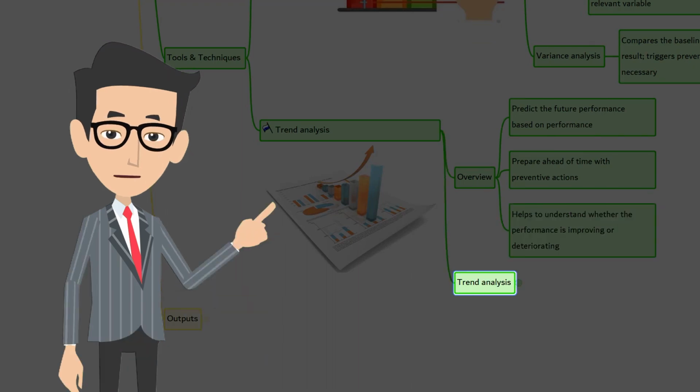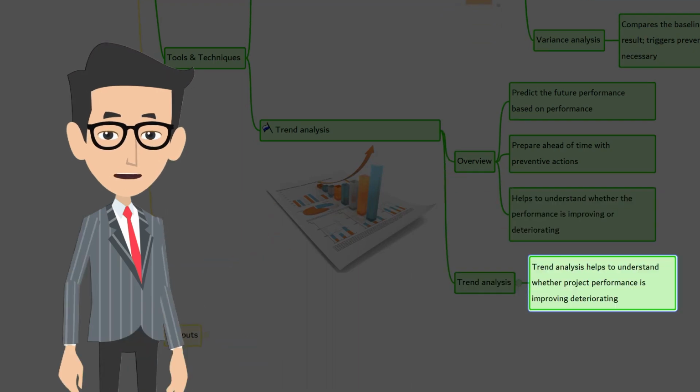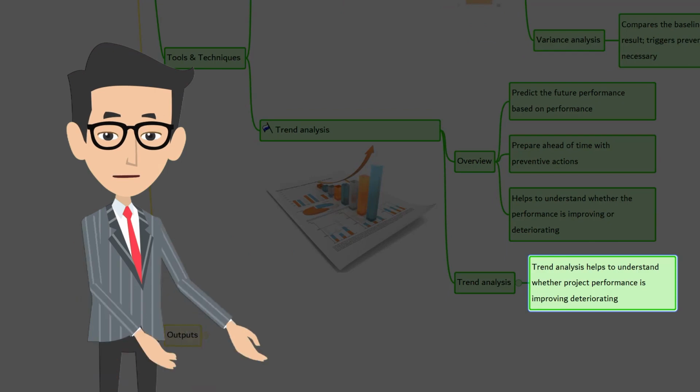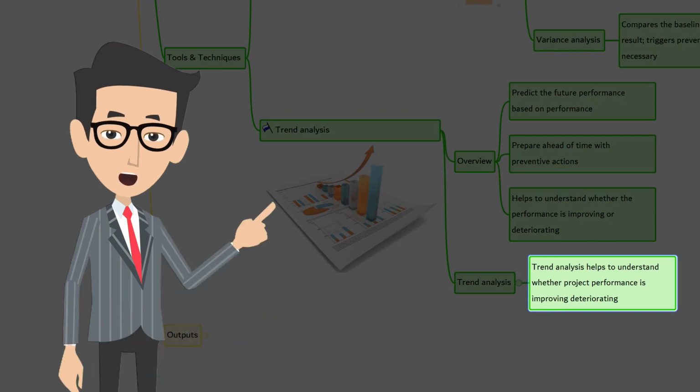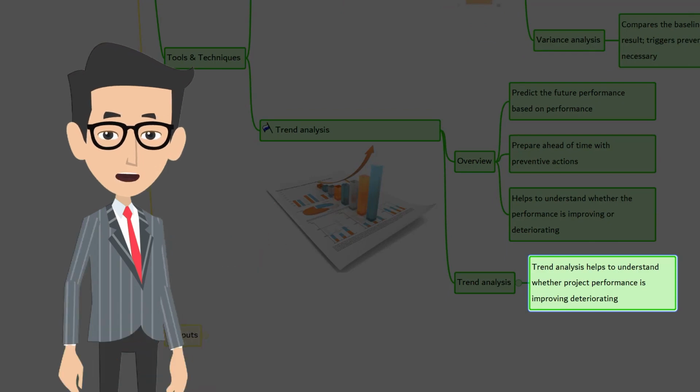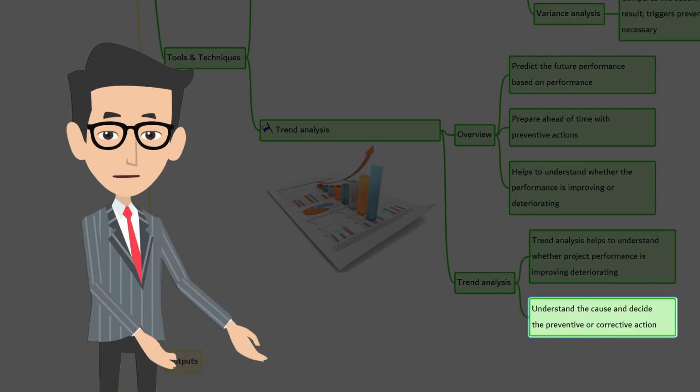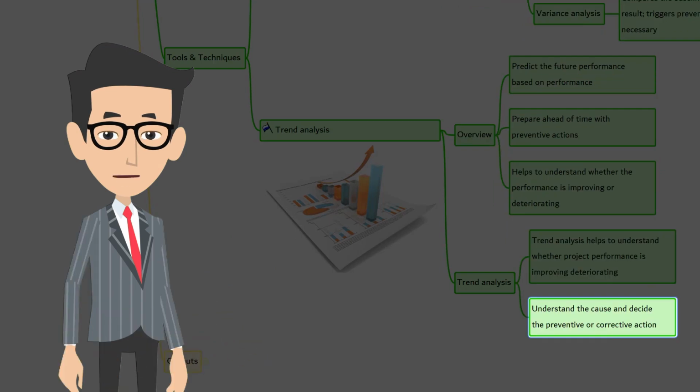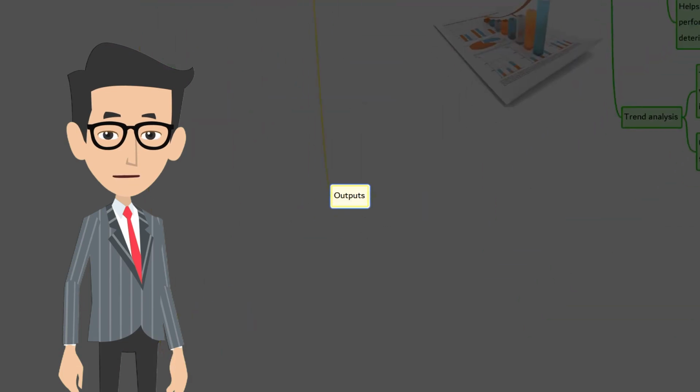Now, trend analysis in current context. As said earlier, trend analysis examines project performance over time to determine if performance is improving or deteriorating. This helps to understand the cause of variance and its impact in the project scope and decides about corrective and/or preventive actions. Let's look at the outputs.